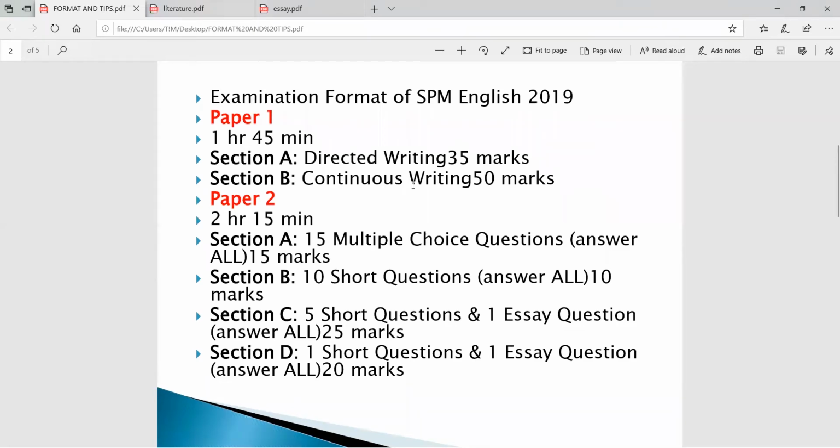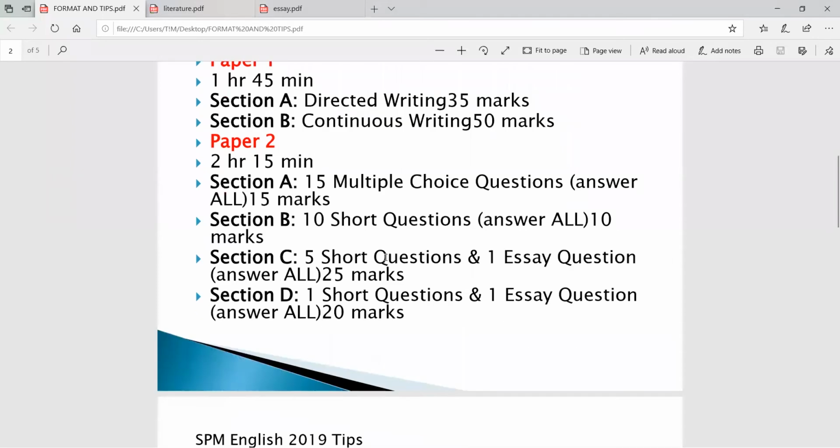And for the continuous writing, usually you will have almost 5 questions and you have to select one which you are comfortable to describe or able to understand and want to explain, so you choose that. So that is about your essay questions, which are 35 marks and 50 marks.